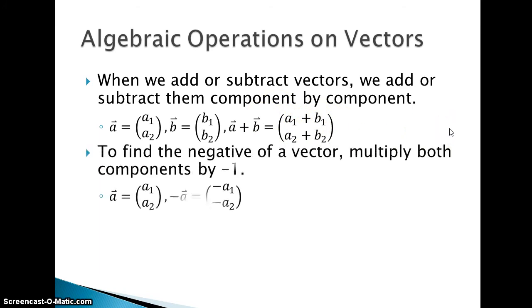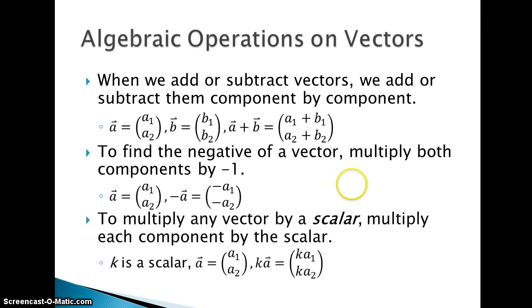This also applies to negative vectors, and that's how we get to subtraction. To find the negative of a vector, you just multiply both of its components by -1, and we can see that right here, that both of these components have been multiplied by -1. Basically, opposite, change the sign, all that good stuff. And next we're going to talk about scalar multiplication.